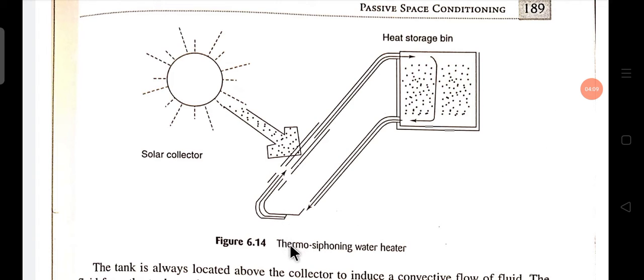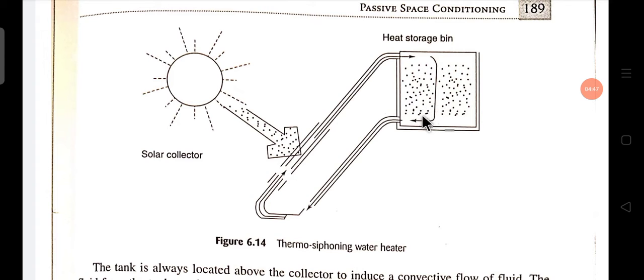Why is it called a thermosiphoning water heater? The water flow inside the solar collector and back to the storage is due to the siphoning technique. That means the natural convection technique, due to the difference of density of water. Here, this is the storage, the water tank.